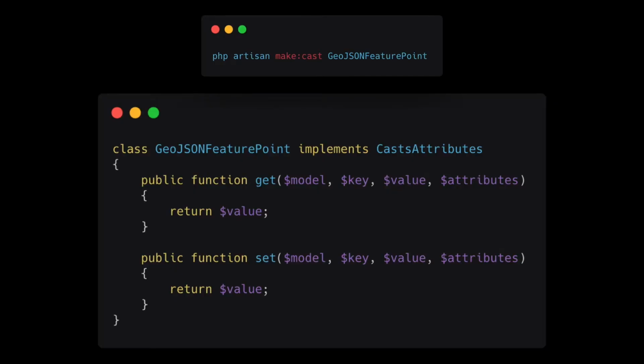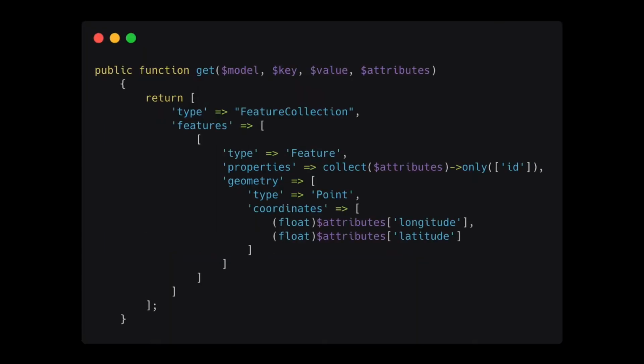Using the artisan command, we can create a castable, in this instance GeoJSON feature point, and we implement the get and set functions. This is what they look like out of the box. This is the code for our getter to build an object that represents GeoJSON. We can use the attributes value to access both the latitude and longitude rather than just a single value. In this example, I'm only grabbing the ID property of the model rather than everything, but you could just pass through the whole attributes array from the model.